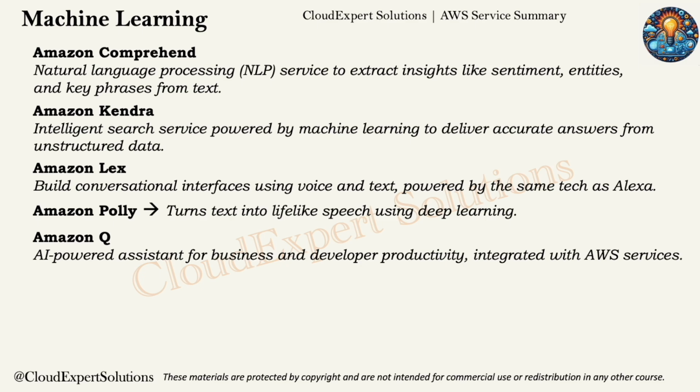Amazon Q is an AI-powered assistant for business and developer productivity, and it can be integrated with AWS services. Amazon Q can be used to answer questions, generate code, and assist with AWS tasks.